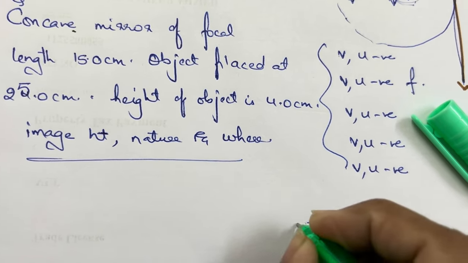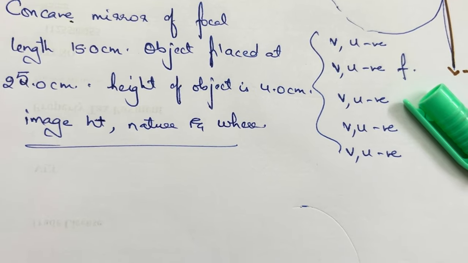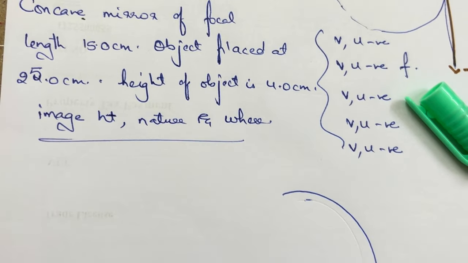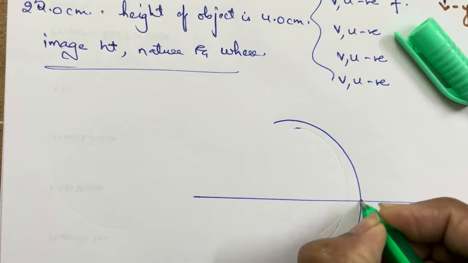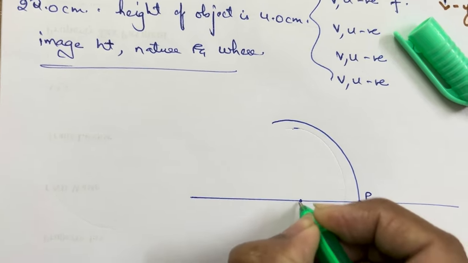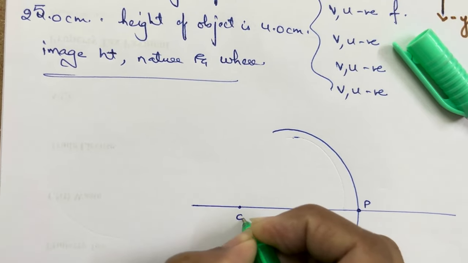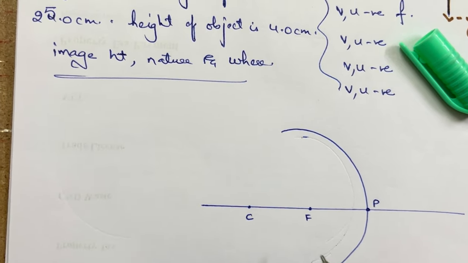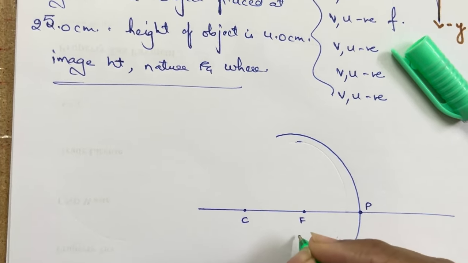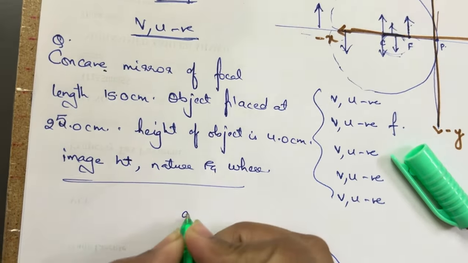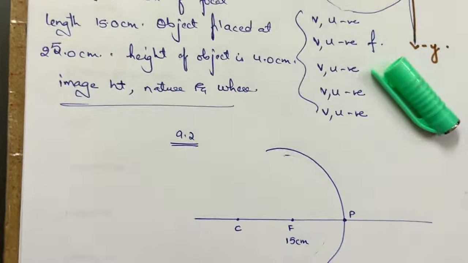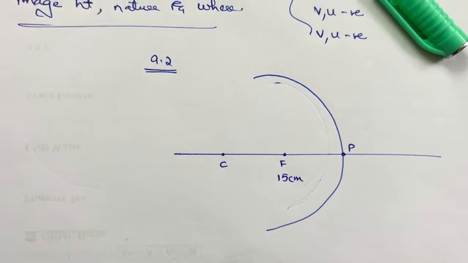Now, this is the concave mirror that is here. Then we have the pole here, the focus here, and the center of curvature here, right? The focal length is given as 15 centimeters. This is example 9.2 from your textbook. You can open the question and read it again and again.